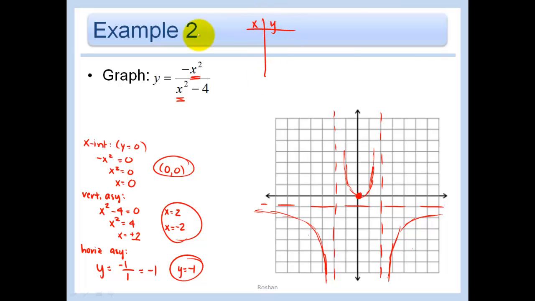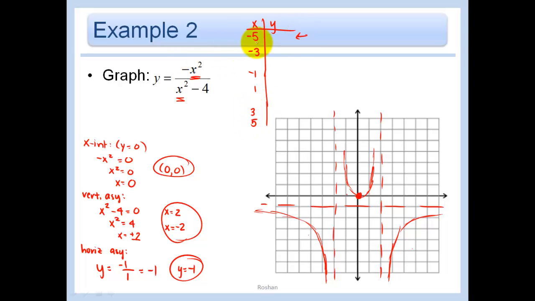Let's pick some XY points. Why don't we just pick negative 5, maybe negative 3. Then in the next interval, I guess we should have negative 1 and 1. And then in the next interval, well, why don't we just do 3 and 5?